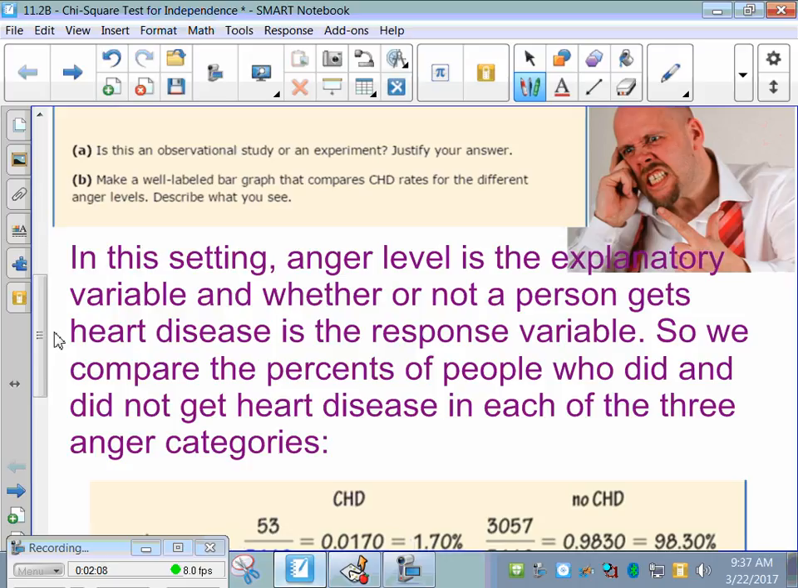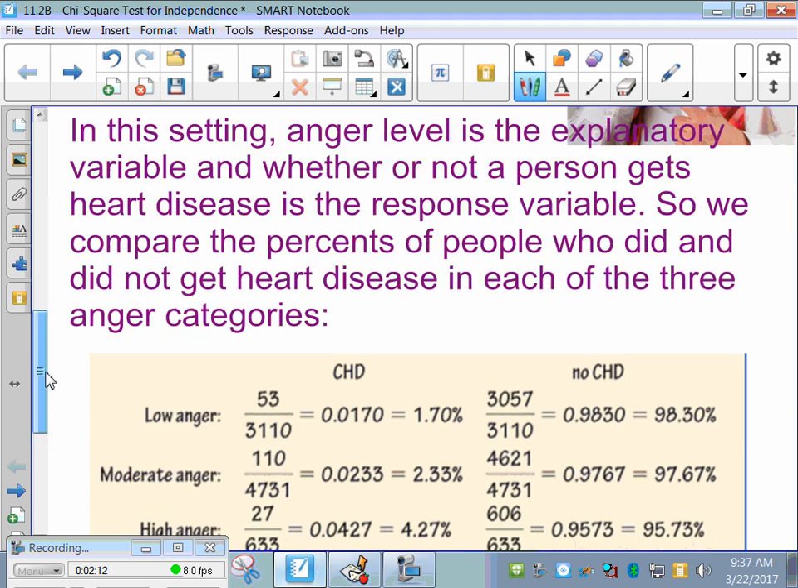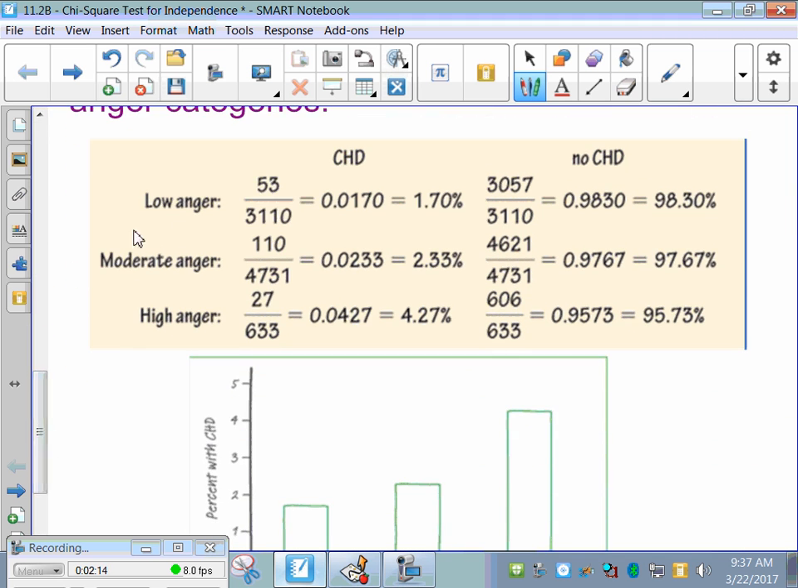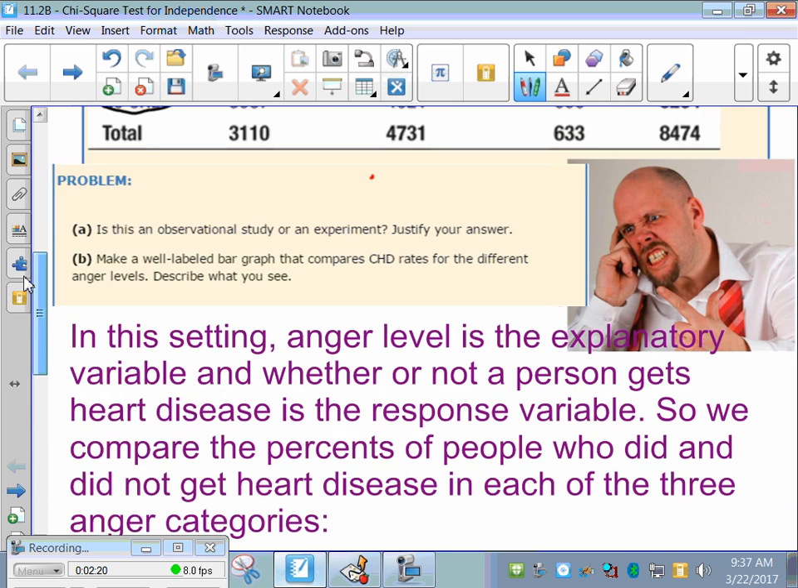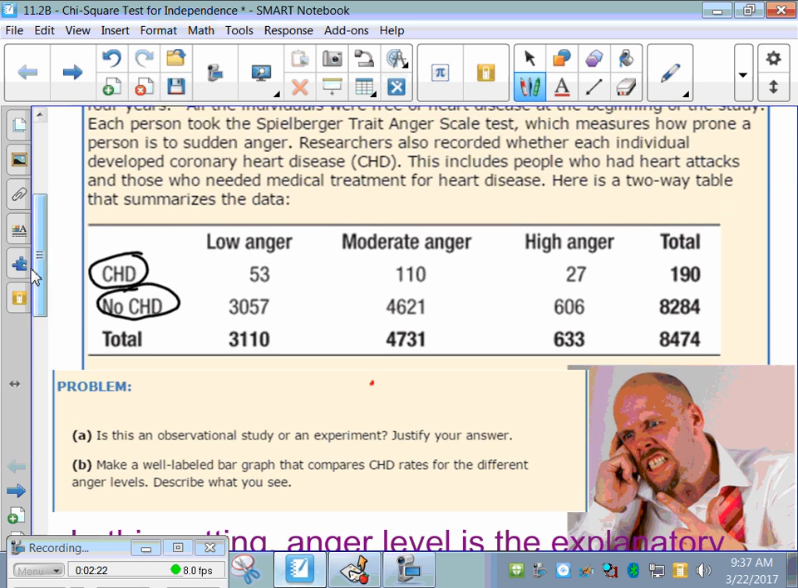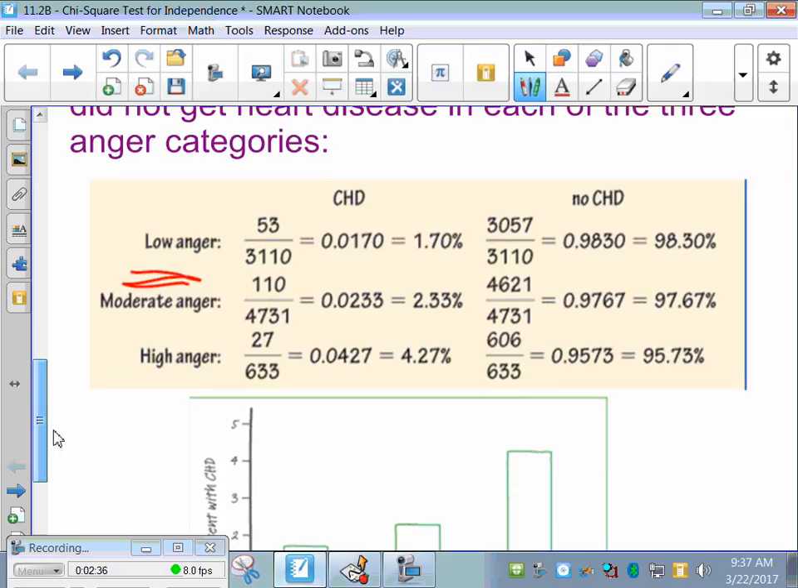So we want to compare the percents of people who did not get heart disease in each of the three categories. So we have our low anger, and we want to find if they got a heart problem or if they don't have a heart problem. So go back up and look at your low anger when you do these. We're looking at this column. So how many out of our low anger people ended up with a heart disease problem and how many did not, right? So that's how they separated out the proportions.